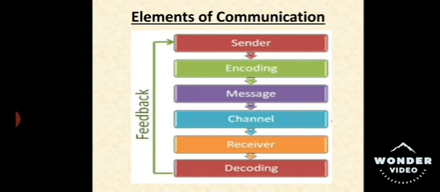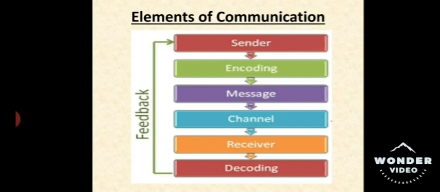So, depending on the channel used to send, message encoding is done by the sender. In simple words, encoding is forming the message, framing the message in a certain form to be sent. The third element is message. The message is the information, the thought or the fact which is to be sent by the sender.